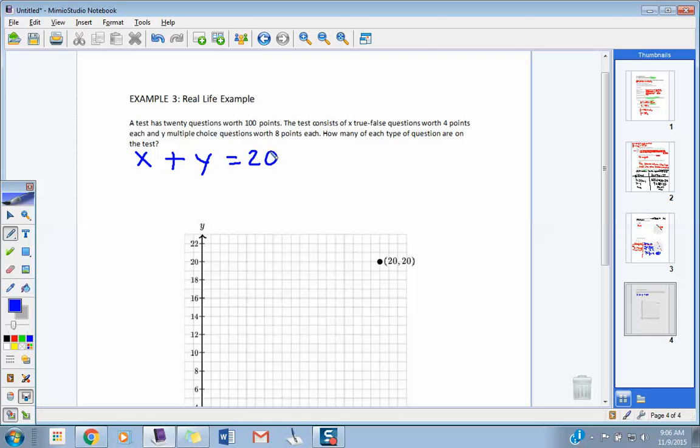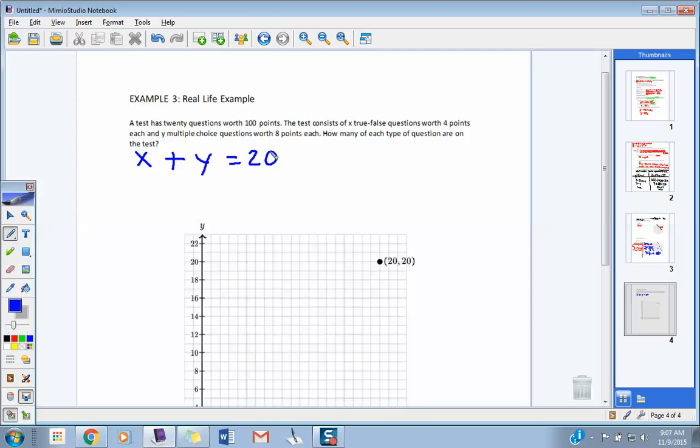Now again, we've been looking at systems saying, hey, 2 equations, 2 unknowns. I've only written 1 equation. Second part of this says each true-false question is worth how many points? 4. So each true-false question is worth 4 points. So what would be an expression for the amount of points for the true-false part of the test?